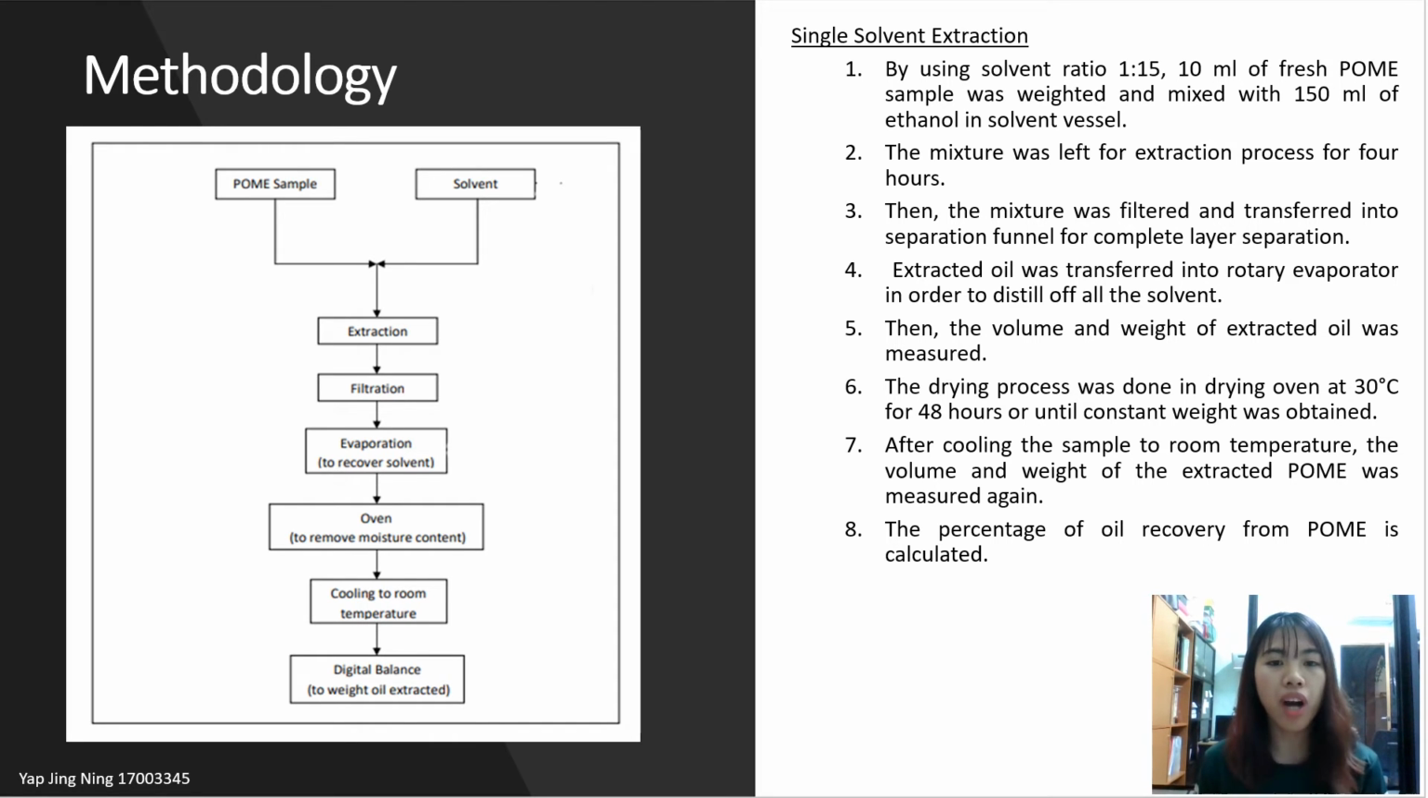After measuring the volume and weight of the extracted oil, the drying process was started by sending the sample into the drying oven at 30 degrees Celsius for 48 hours or until a constant weight was obtained. After cooling the sample to room temperature, the volume and weight of the extracted palm oil mill effluent was measured again. And then last, the percentage of oil recovery from palm oil mill effluent is calculated.